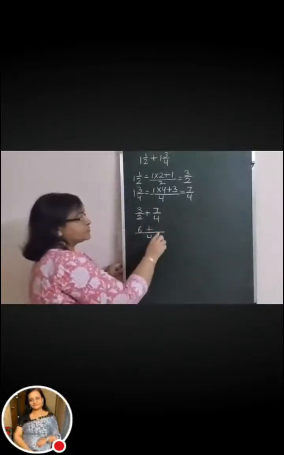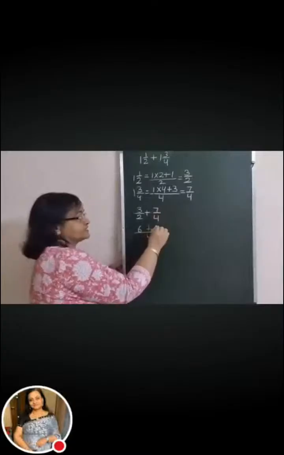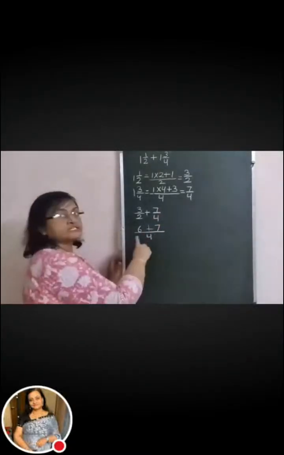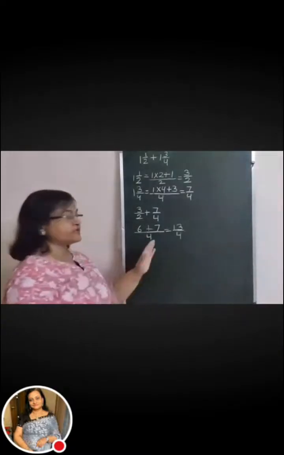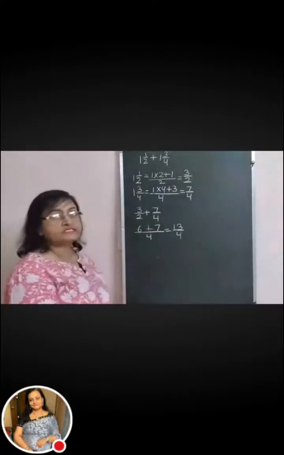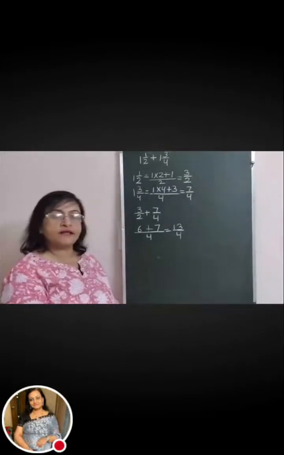Now here denominators are same, so we will not need to change numerator here. It will be written as it is. Now we will add the numerators. 6 plus 7 is 13. This way we have got the fraction 13 by 4. Now that means 13 by 4 pizzas have been eaten by Karan and Arjun.